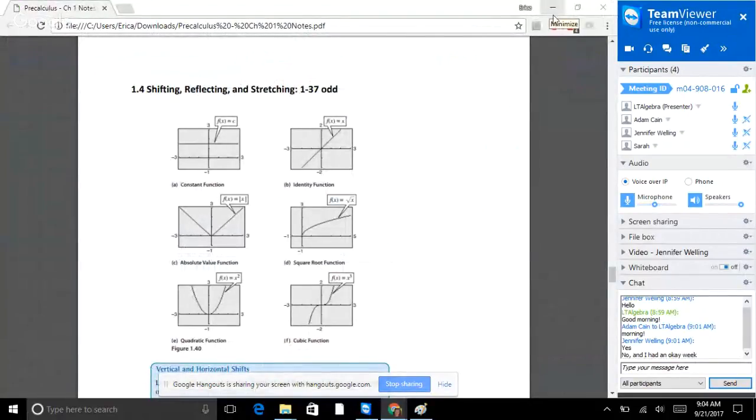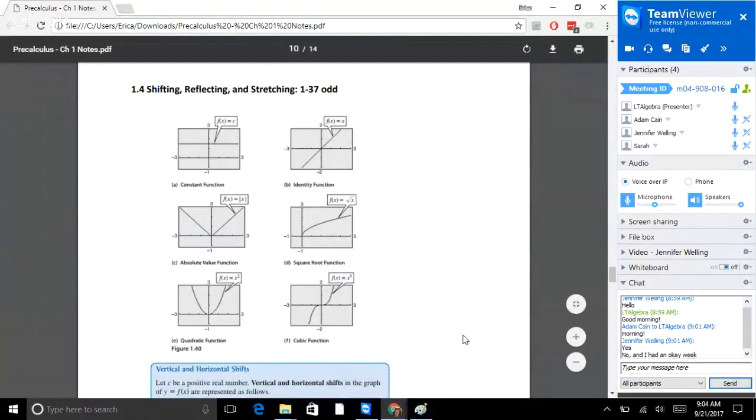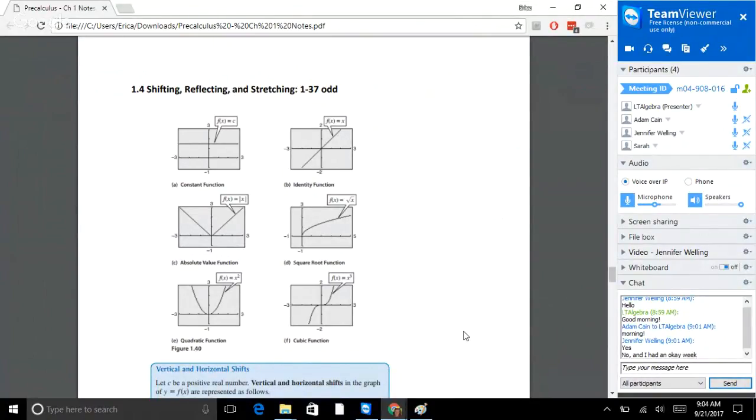So we are going to talk about, in 1.4, basically functions and their graphs. And we're talking about shifting, reflecting, and stretching. You can see that at the top. So this section is kind of just an interesting little FYI about how we can affect a function and change where its position is on the coordinate plane.